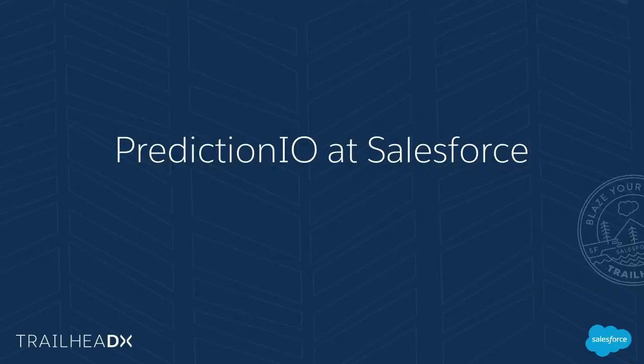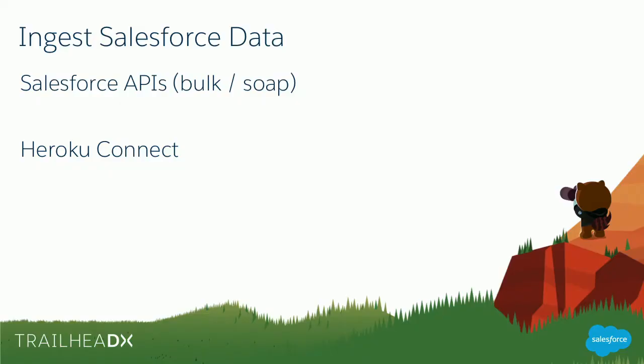Another thing I want to talk about is, let's say you have a Salesforce application, how can you use PredictionIO with it? The first step is to ingest data from Salesforce. Salesforce has a public API, you can use Bulk or SOAP. So you can write your connector to call this API to get all the data from Salesforce, and then import it to the event server. Alternatively, you can also use Heroku Connect, which synchronizes the data between Salesforce and the Postgres database, and then you can take this data and import it to the PredictionIO event server.